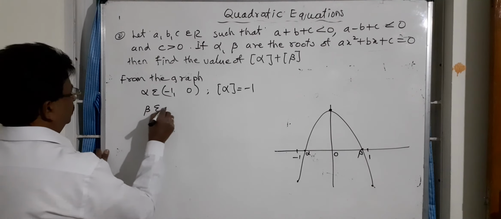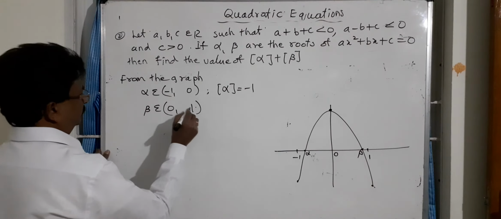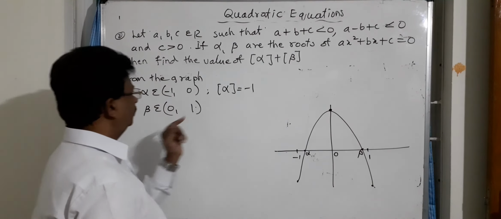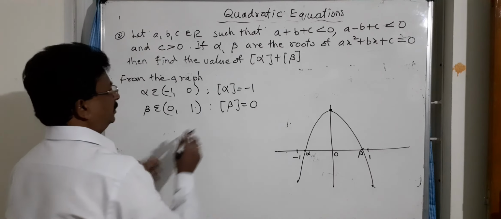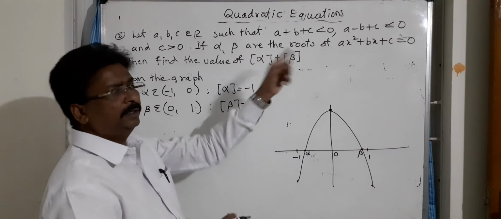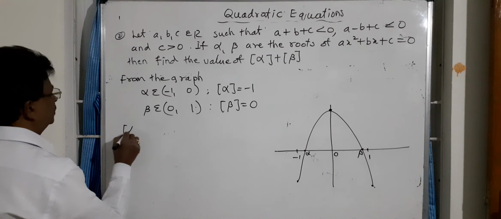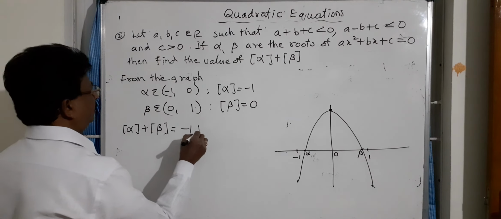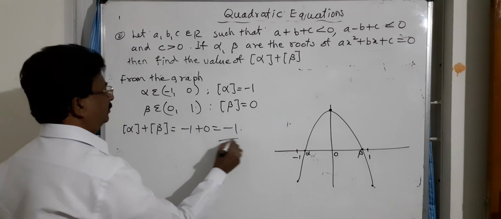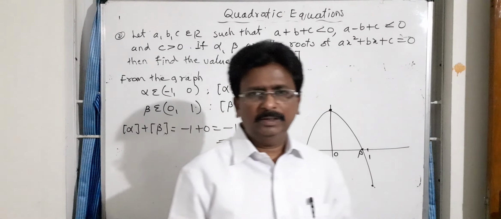Beta belongs to 0 to 1. The value lies between 0 and 1. Therefore, step of beta is equal to 0. We want step of alpha plus step of beta. Step of alpha plus step of beta is equal to -1 plus 0 is -1. That is the answer. Okay.